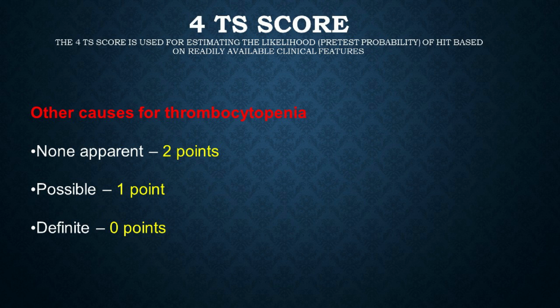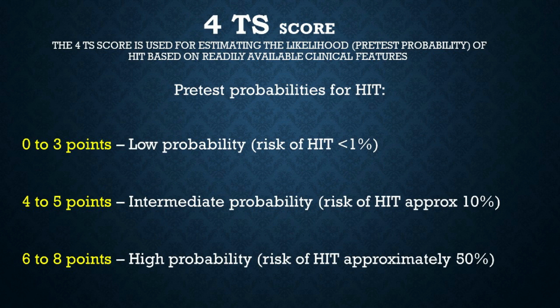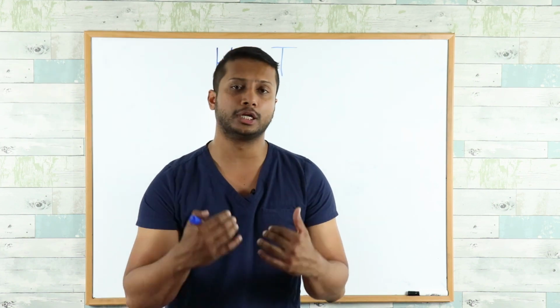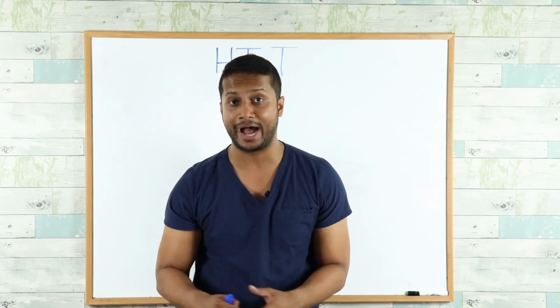Now again, if you had to recap this whole table, the point of using this table is to determine if your patient has a high probability, intermediate probability, or low probability. So 6 to 8 points, guys, is high probability. Intermediate is going to be 4 to 5 points, whereas low probability is going to be 0 to 3 points. So based on your 4T scoring system, you determine whether it is a low, moderate, or high probability.